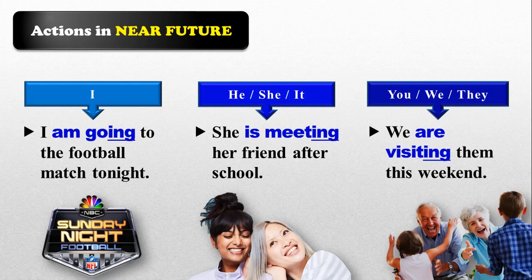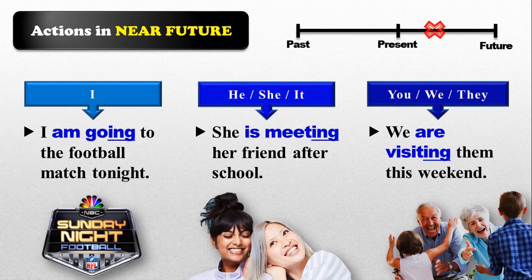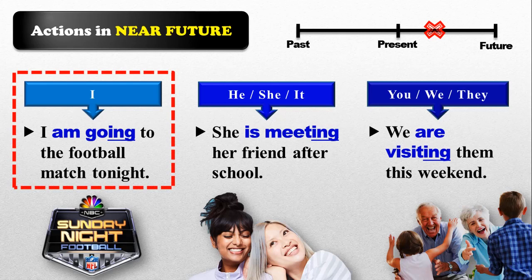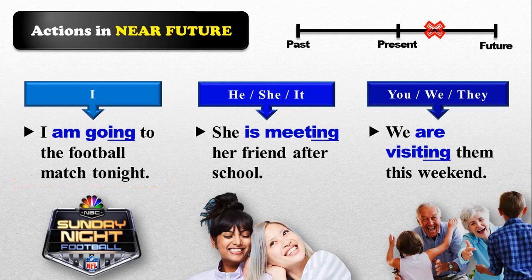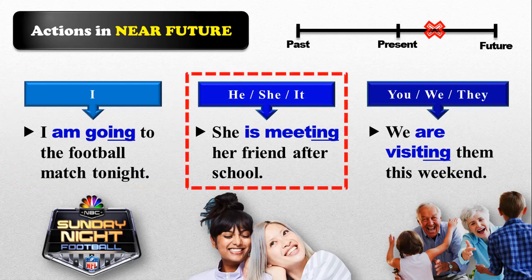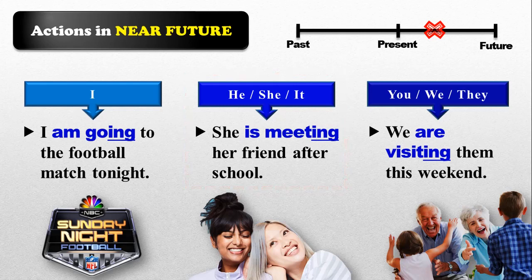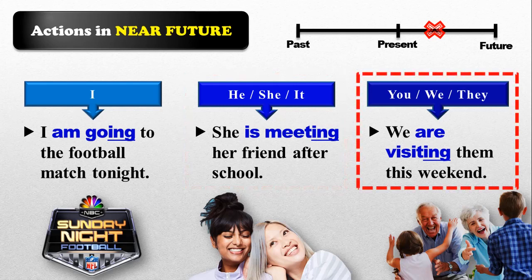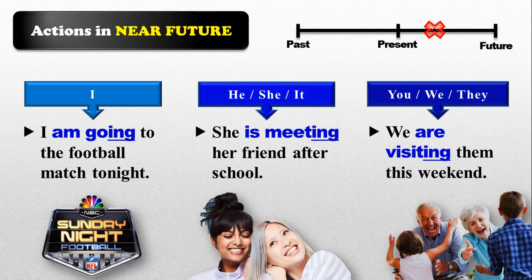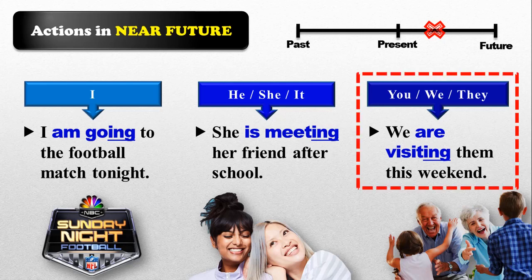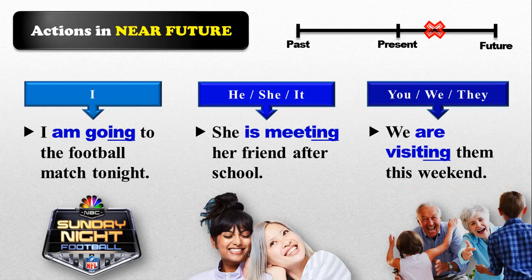Meanwhile, here are the examples for actions that are expected in the near future. I am going to the football match tonight. She is meeting her friend after school. We are visiting them this weekend. You may also write these sentences in simple future tense. For instance, we are visiting them this weekend can also be written as we will visit them this weekend.